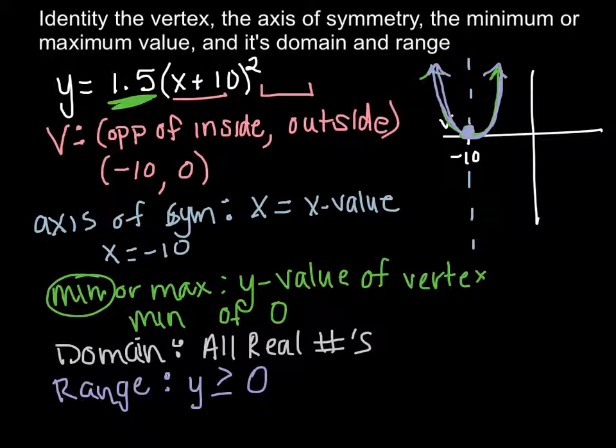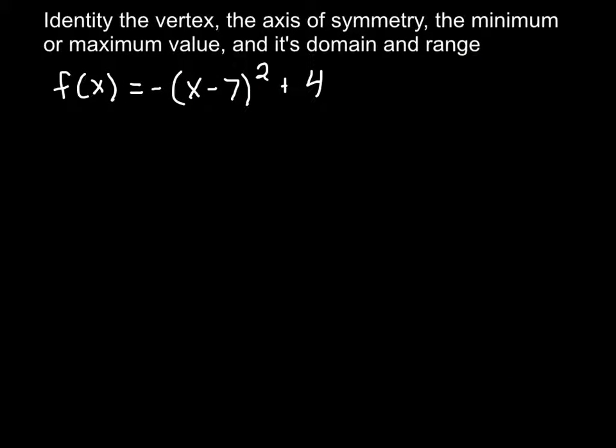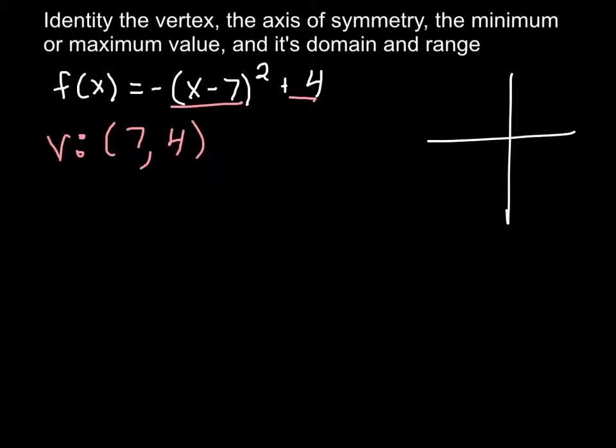So let's try another one. We're going to start, and we're going to kind of graph this as we go. We're going to start with the vertex. The vertex is the opposite of this, which is 7, 4. So 7, 1, 2, 3, 4, 5, 6, 7, 4. There's the vertex right there. Axis of symmetry. So the axis of symmetry is going to be x equals 7. It's the x value of the vertex.